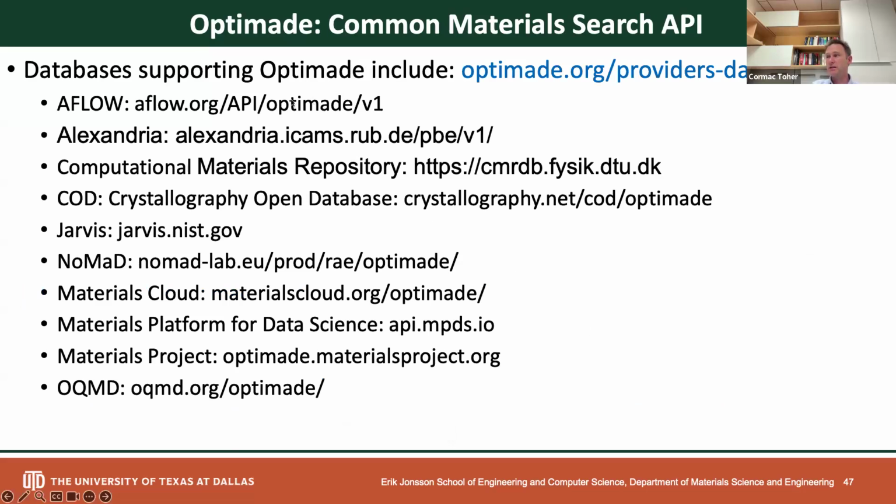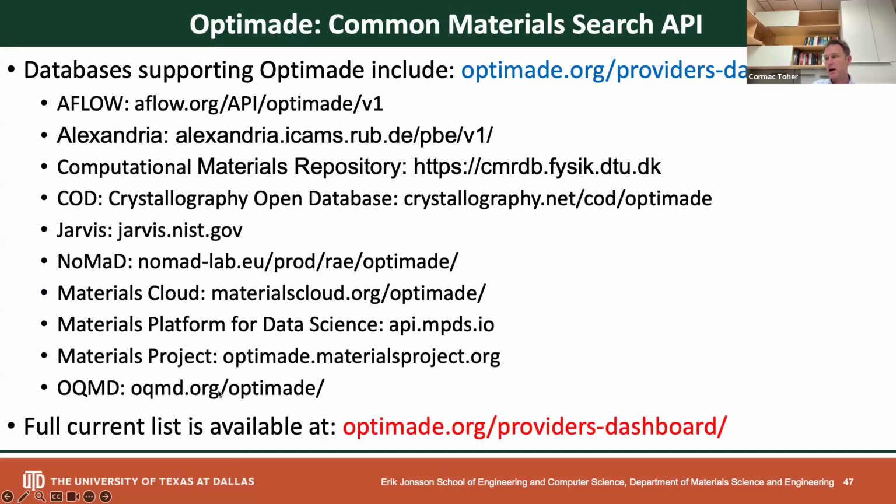There are several different databases that support Optimade. This includes some of the databases we've seen already, like AFLOW, NOMAD, and Materials Project, but also databases like this new database called Alexandria, the Computational Materials Repository that's based in Denmark, JARVIS that's hosted by NIST, and materialscloud.org. This is the same people who developed AiiDA. And OQMD, which is based at Northwestern University in the US. This list of databases is being updated all the time, and the current full list is available at optimade.org/providers-dashboard.